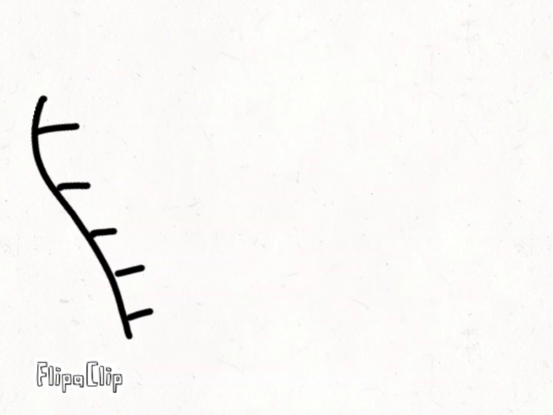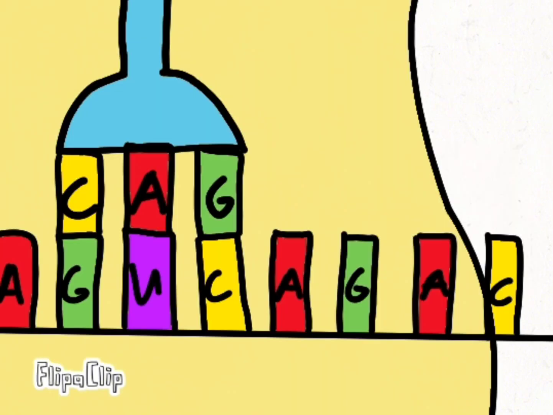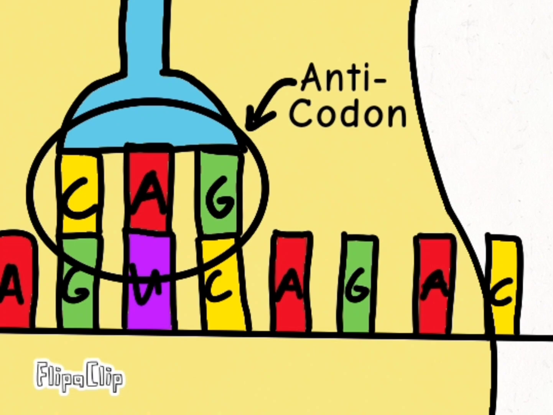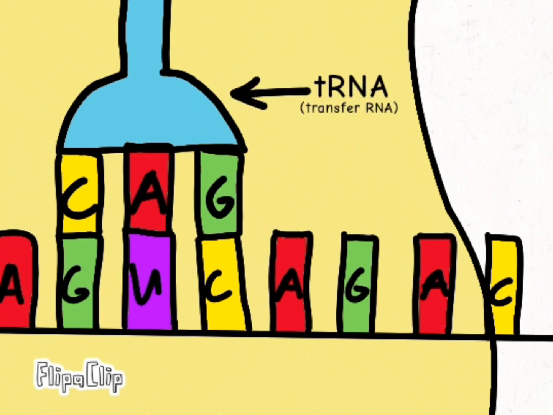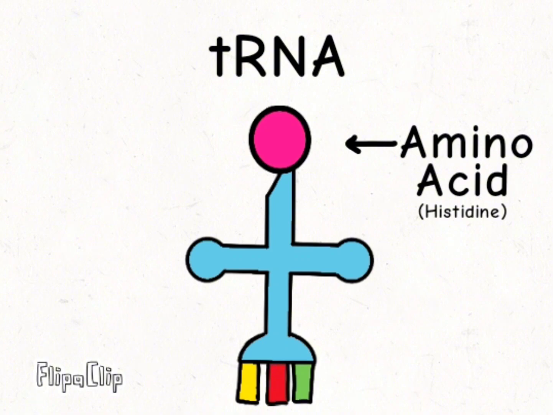Translation is the process of turning the genetic code in mRNA into a chain of amino acids which will fold into a protein. The ribosome reads the mRNA 3 bases at a time called codons. Each codon matches with a complementary anticodon carried by a transfer RNA. Every tRNA also carries a specific amino acid. For example, this one is carrying histidine.